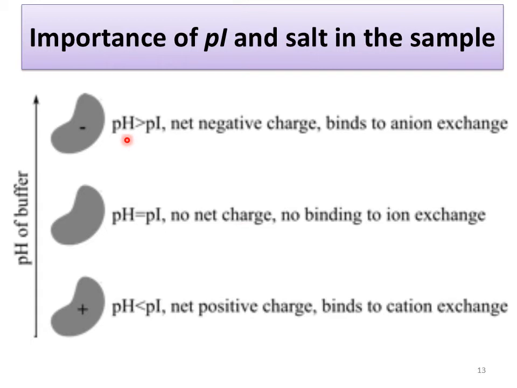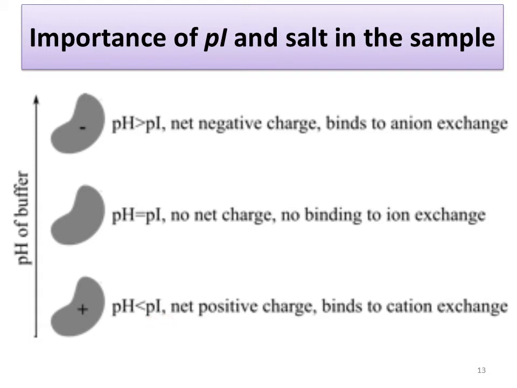If the pH of the buffer is more than the isoelectric point, the protein will have a net negative charge on it and it will bind to an anion exchange column. If the pH of the buffer is less than the isoelectric point, then the protein will have a net positive charge on it and it would be able to bind to a cation exchange column.